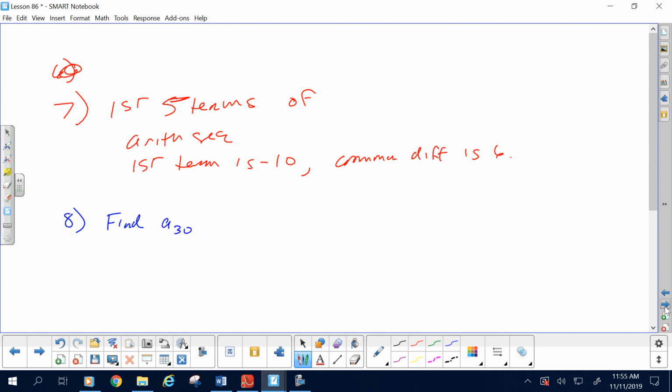Okay, so what's the first term? Negative 10. What's the second term? Negative 4. Third term? 2. Fourth? 8. Fifth? 14. Okay, there you go. Number 8, find the 30th term. If the first term is 5 and the common difference is negative 4.